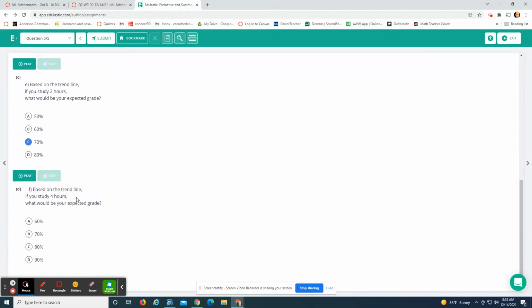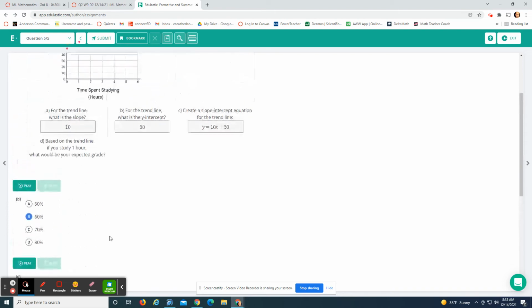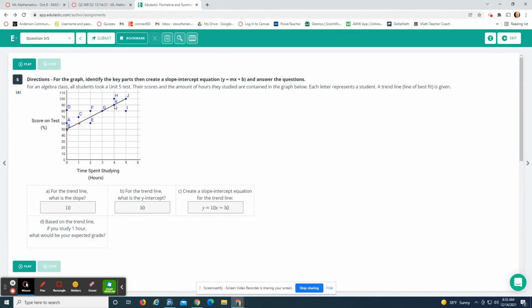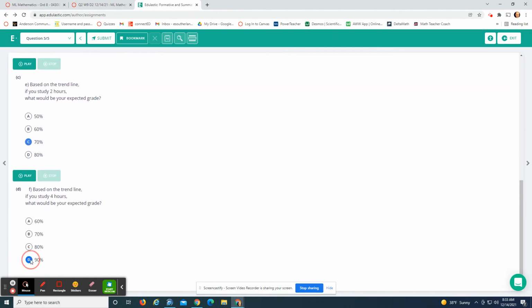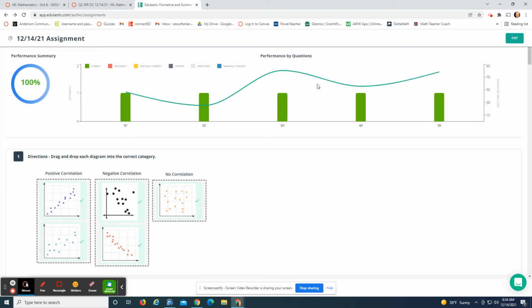Part D says, based on the trend line, if you studied 4 hours, what would your grade be expected to be? Go to 4, go straight up. You can see it's K. Go across, it's 90. And then you should be able to click submit, and you should get a perfect score.